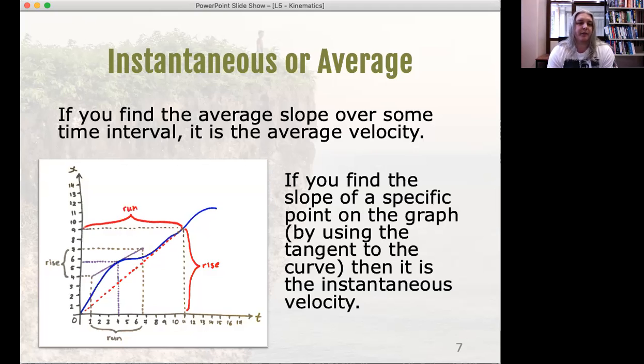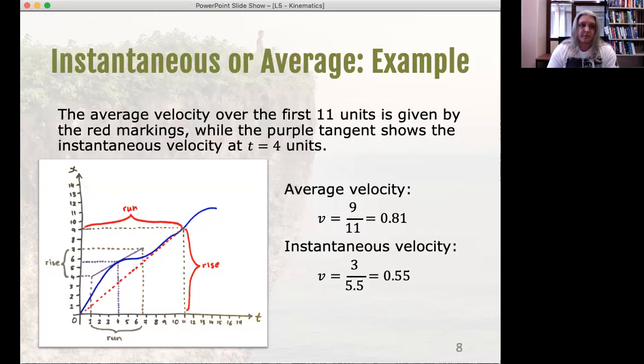So in this case, actually I think the next slide has the numbers on it. The average velocity though, the average velocity is for some overall time interval. In this case, the red dotted line and the red brackets there show the values that we'll want to use for the average velocity for the time interval from t equals 0 up to t equals 11 time units. I just about said seconds, but time units.